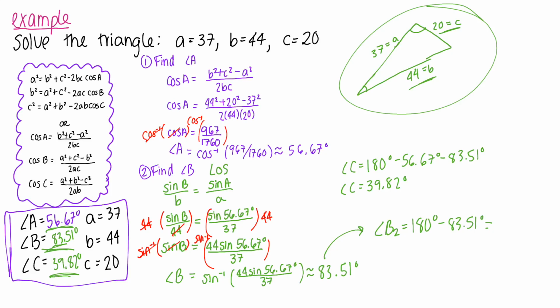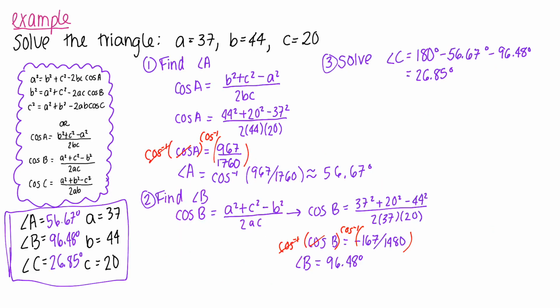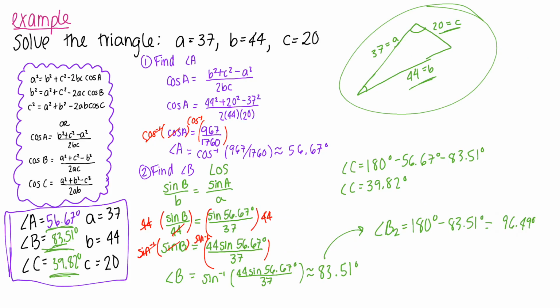180 minus 83.51 degrees, and you would get 96.49 degrees. It's off by rounding, but that's what that angle really should be. So this is the reason that you can't use law of sines on a law of cosines problem, because there are particular situations, and this happened to a student on a quiz on Alex. So this isn't just me making up wild numbers.